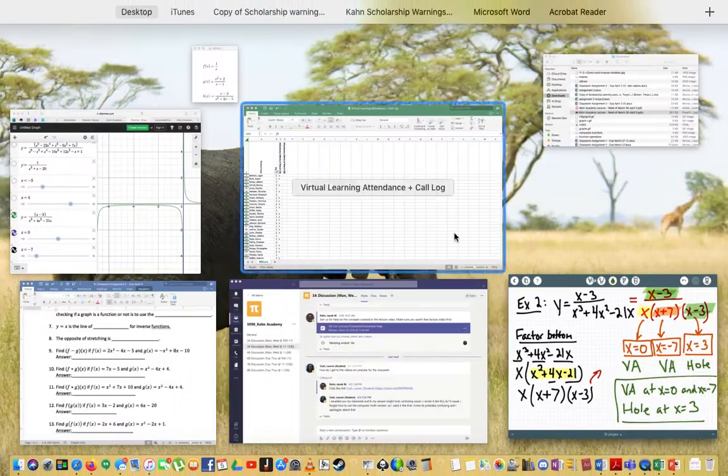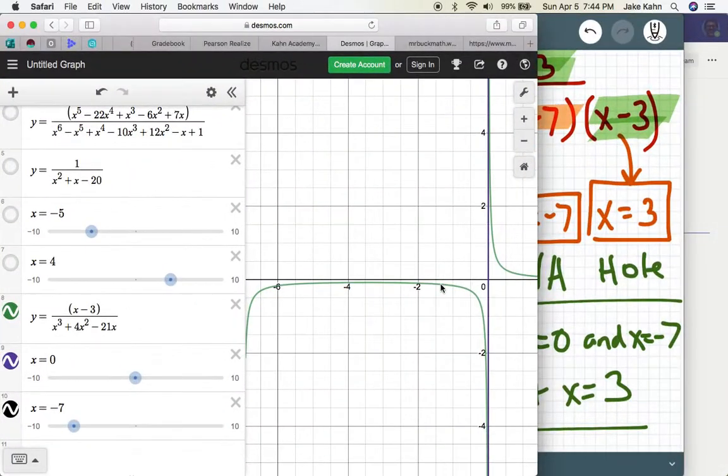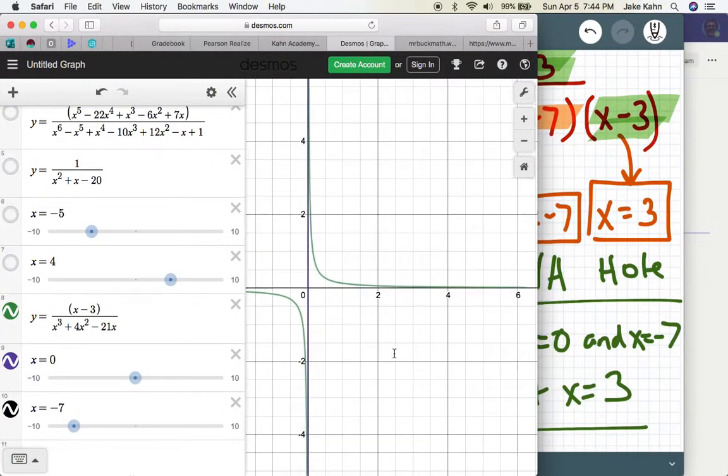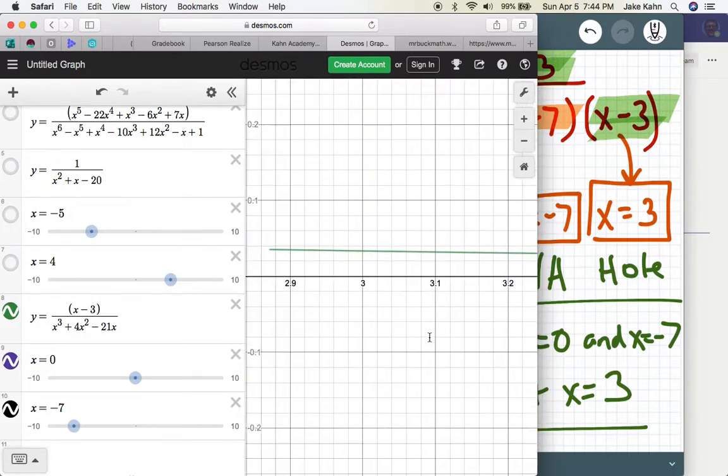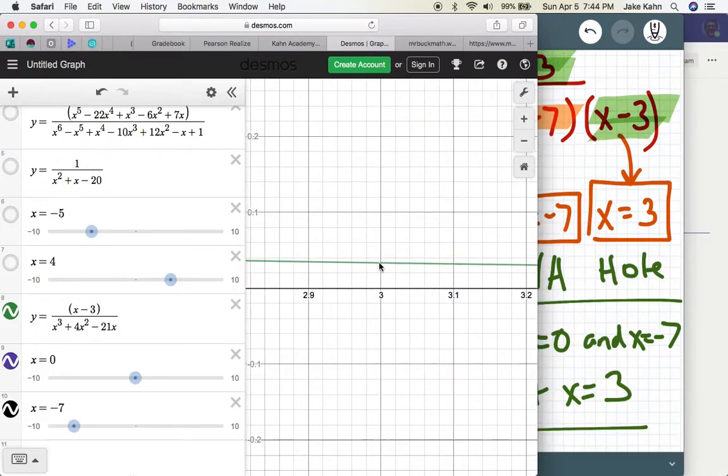So going back to Desmos, if we scroll over to where x equals 3 on our graph right here, and I click on this point, you aren't going to see the hole pop up. Actually, you will. Look at that. There it is. At x equals 3, our function is actually undefined at this point.